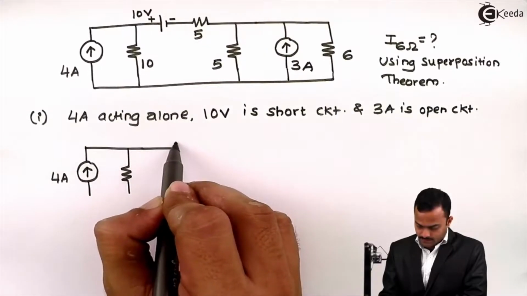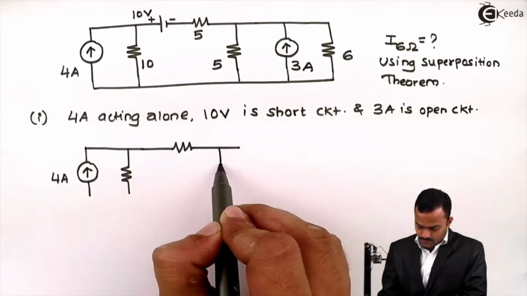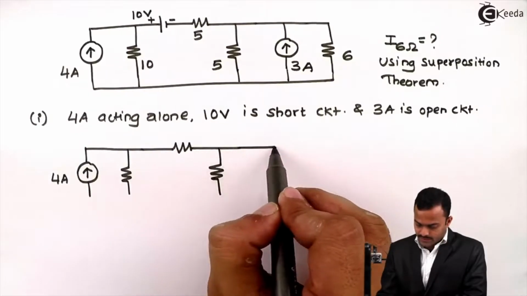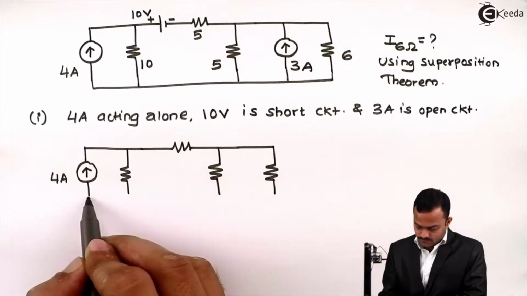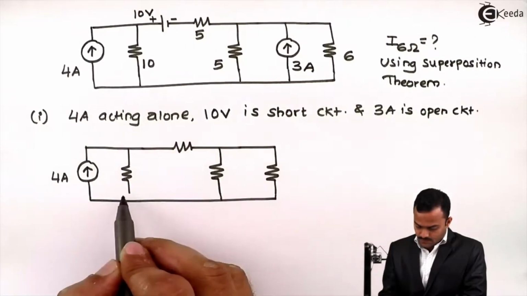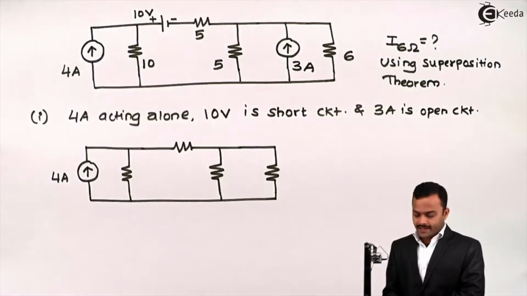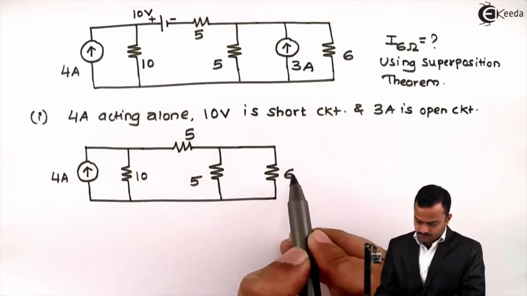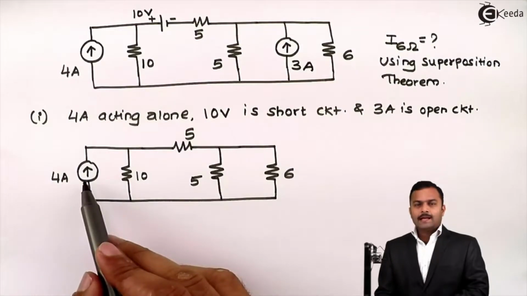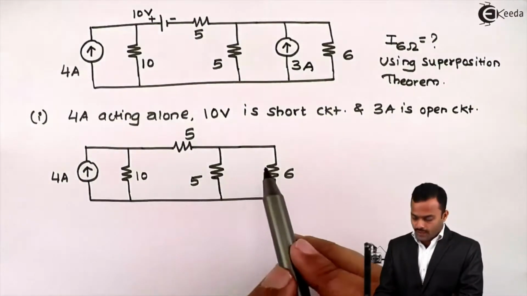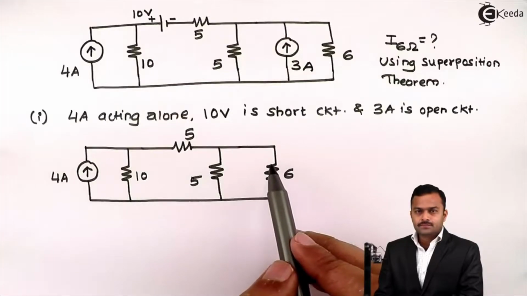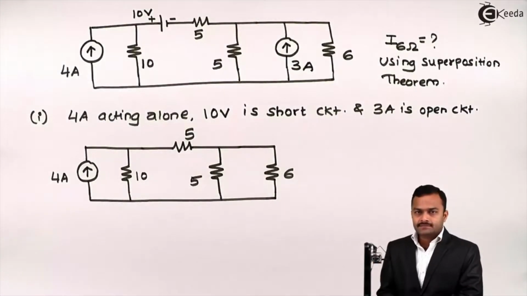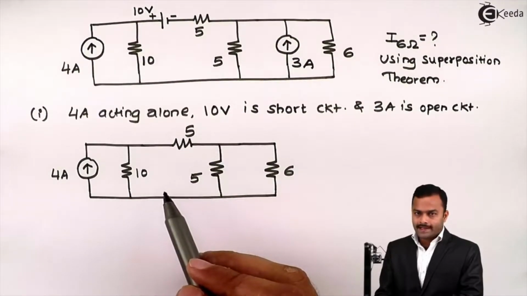Ten volt is shorted and 3 ampere is open circuit. So this circuit we will get. Now, with the help of 4 ampere acting alone, we need to find out current flowing through 6 ohm. Here you can use any technique, that is source transformation, nodal or mesh analysis. Let's solve it by nodal analysis.